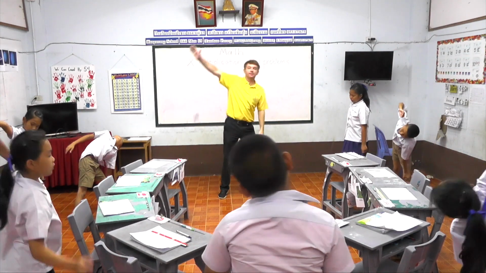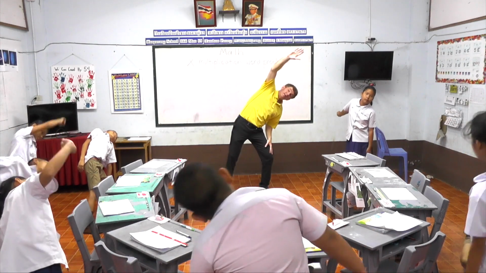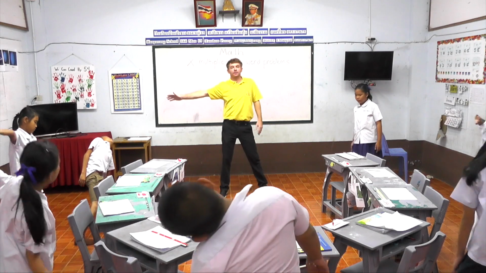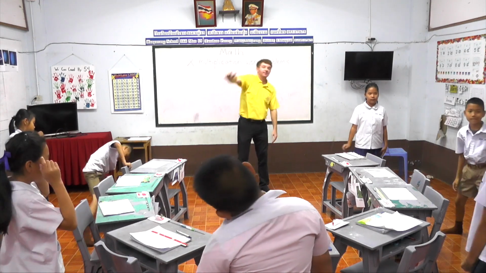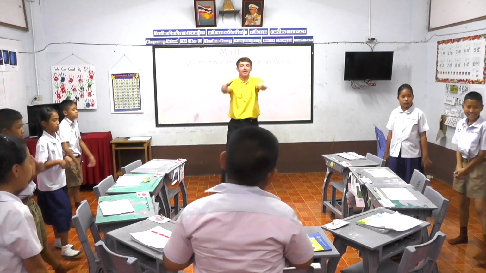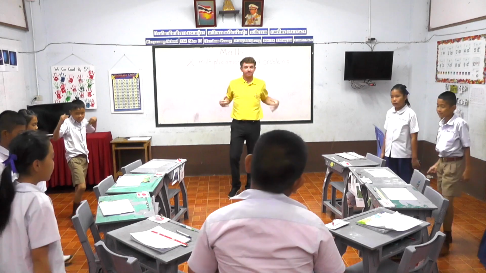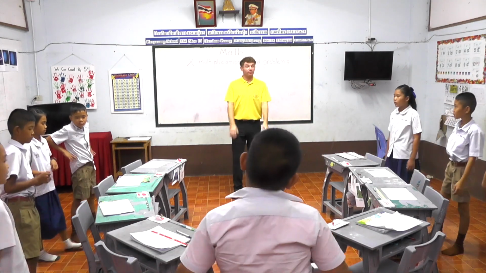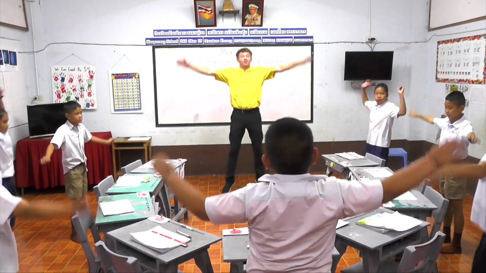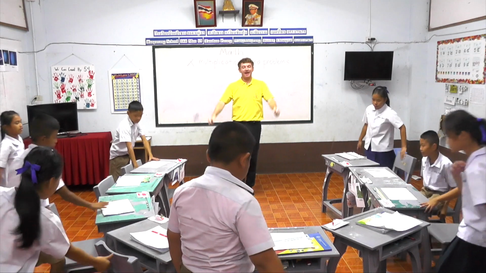And next, 5 stretches to our left. 1, 2, 3, 4, 5. And let's shake it out, guys. Shake it out. Arms and legs, shake it out. And to finish, we will do 5 star jumps. 1, 2, 3, 4, 5. Excellent, guys. Have a seat.